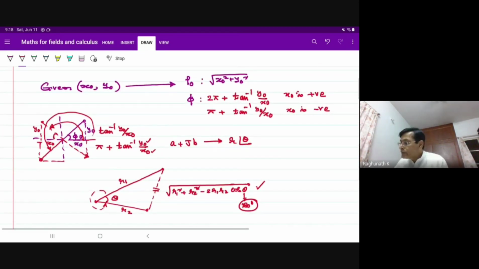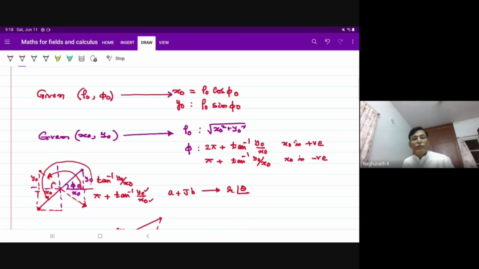Please check it once. If it is required, r cos theta, r cos phi, r sin phi, or x naught and y naught, we use it. People use this heavily when they go to polar coordinates, right?